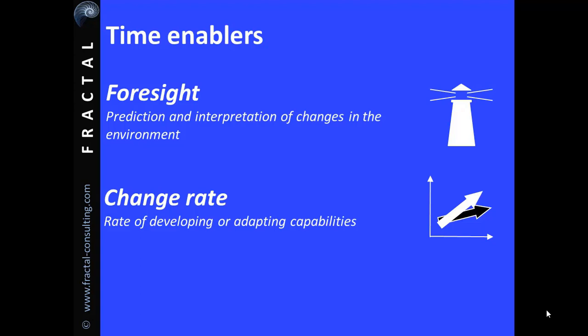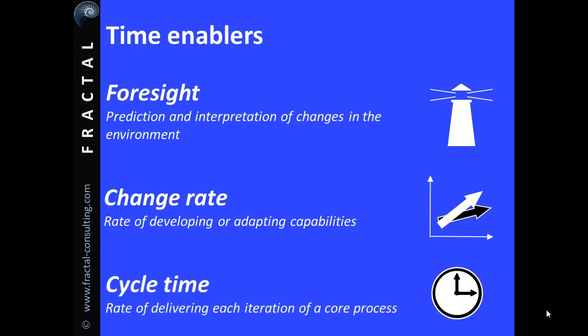Your organisation has to be able to evolve in step with the rate of change in your environment, so change rates don't necessarily have to be fast, they just have to be appropriate for the situation you're in. But normally they need to be at least as fast as the changes in the environment, and if you're in a competitive situation, then faster than your competitors too. And all that makes managing the rate of change incredibly important for organisations and businesses, and yet it's not often looked at. The third enabler is cycle time.